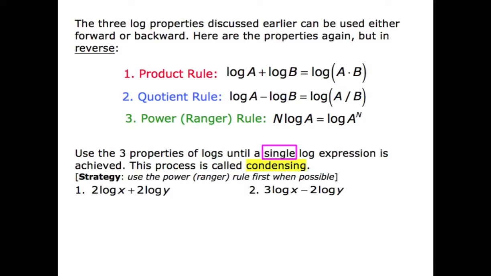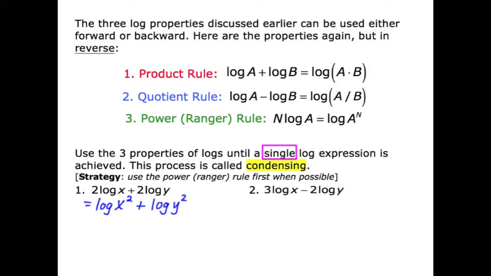Use the properties of logs to condense until a single log expression is achieved. This process is called condensing. Strategy: use the power rule first whenever possible. So in number 1, we're asked to condense 2 log x plus 2 log y. If we use our strategy of using the power rule first, we can do that for both the first and the second term. In doing so, we get log of x squared plus log of y squared.